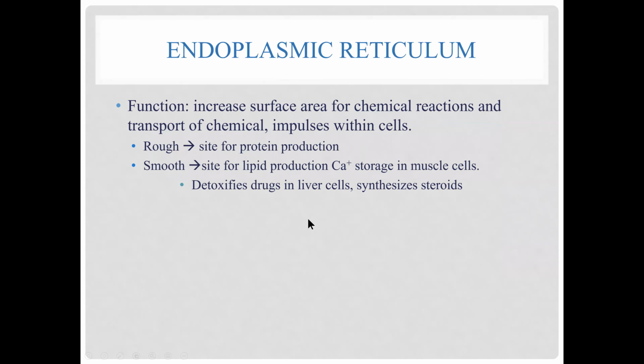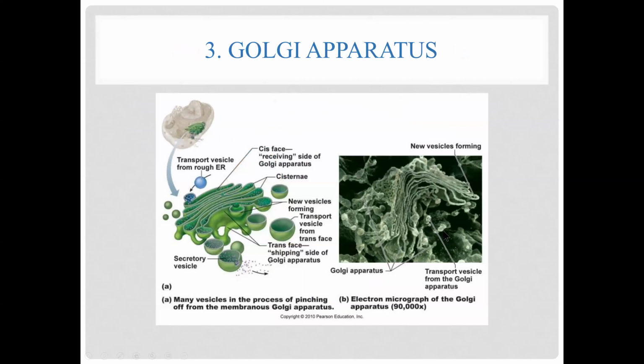Function of rough: site for protein production. Smooth, in addition to proteins that stay inside the cell, is a site for lipid production, calcium storage in muscle cells. So when we get to chapters 9 and 10, we'll talk about that, specifically 9. It also detoxifies drugs in liver cells and synthesizes steroids, okay? So the difference is rough is just going to make protein. Smooth has some other functions besides making proteins for inside the cell, okay? And these are the list of functions.